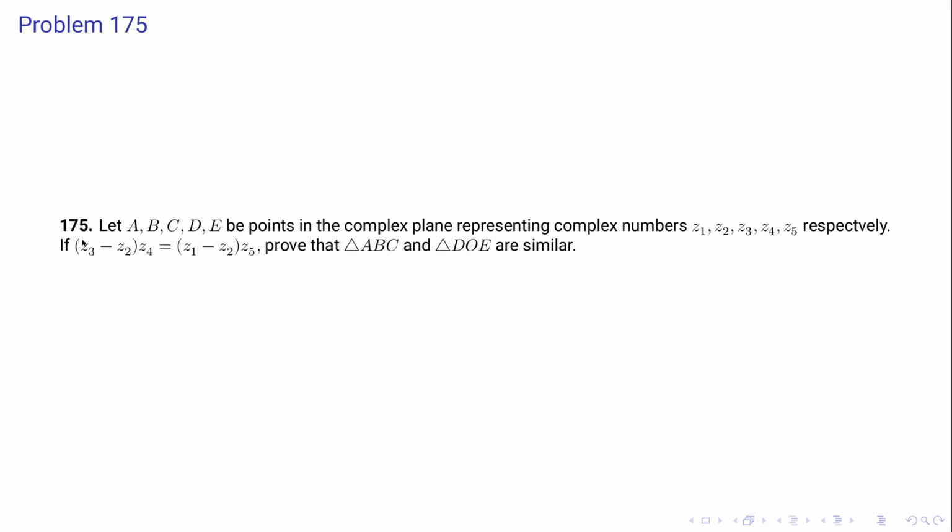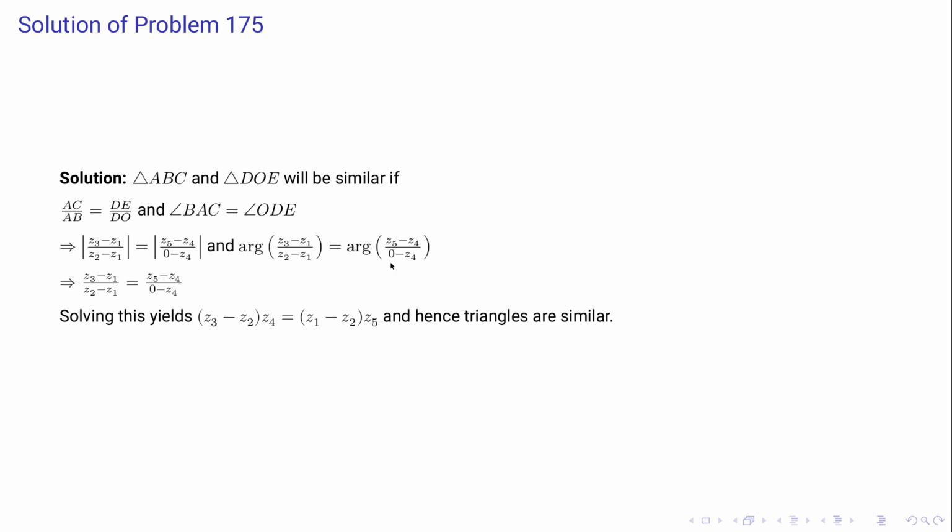Problem 175 says that let A, B, C, D, E be points in the complex plane representing complex numbers Z1, Z2, Z3, Z4, Z5 respectively. If (Z3 minus Z1) into Z4 is equal to (Z2 minus Z1) into Z5, prove that triangles ABC and DOE are similar.